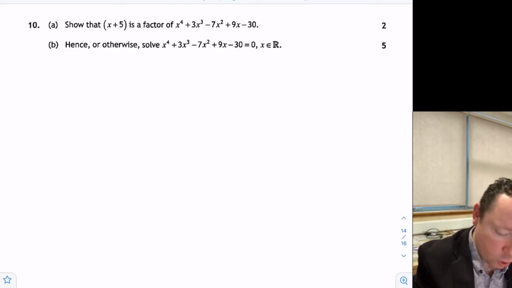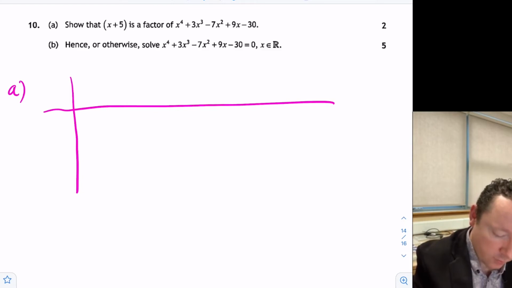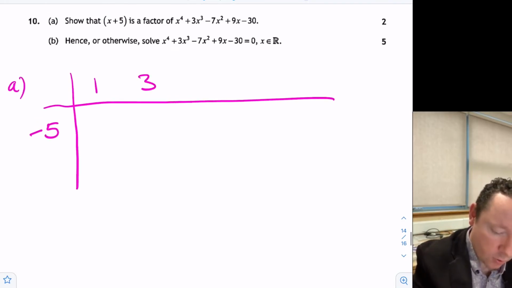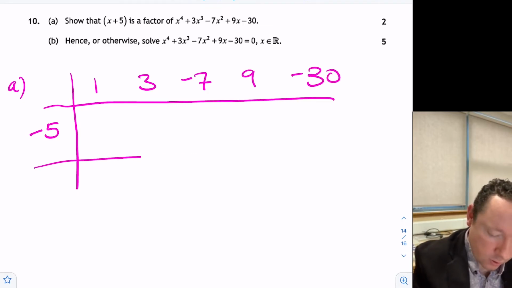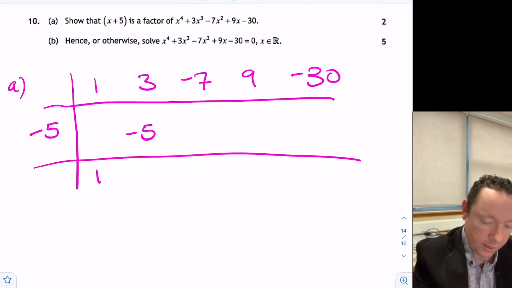So let's start off showing it's a factor. Easiest way is using synthetic division. So x plus 5 is a factor, so I'm subbing in minus 5. So it's 1x to the 4 plus 3x cubed minus 7x squared plus 9x minus 30. So we drop the 1 down, times them together to get minus 5. Minus 5 plus 3 is minus 2. Times it by minus 5 again, you get 10.